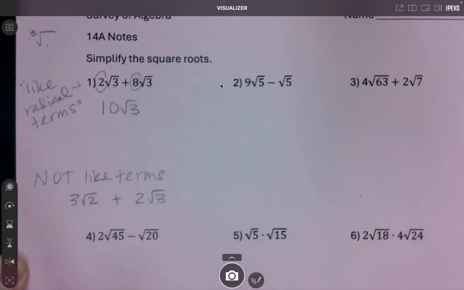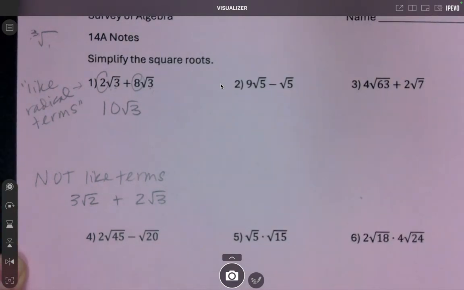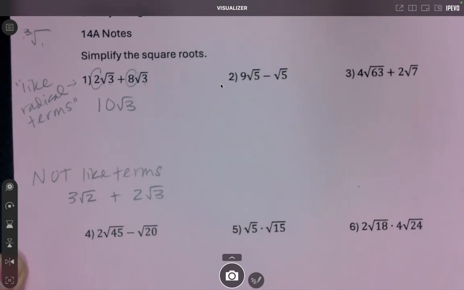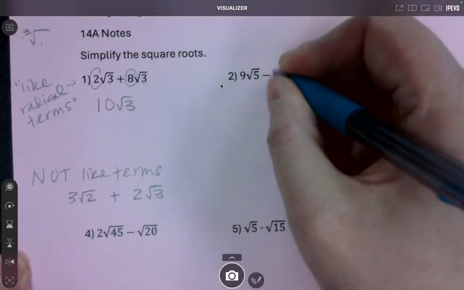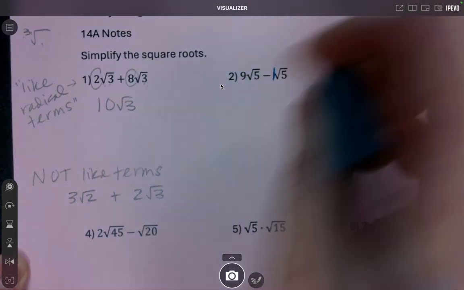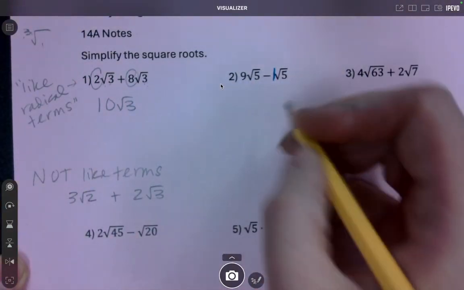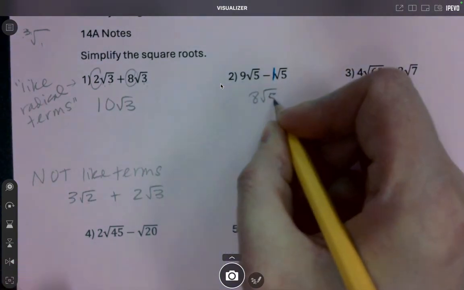Okay, so looking at the next one, I have 9 square roots of 5 minus square root of 5, and these can be kind of tricky ones. What we have to do is remember that there's always a 1 in front of variables like that. Still works with square roots, and 9 minus 1 would be 8 square roots of 5.